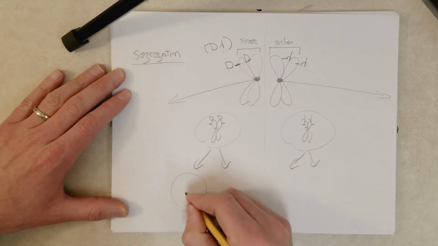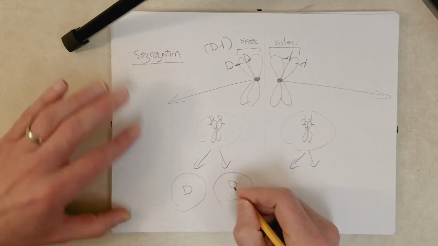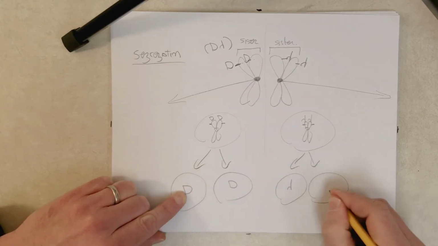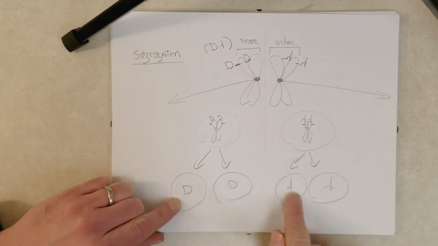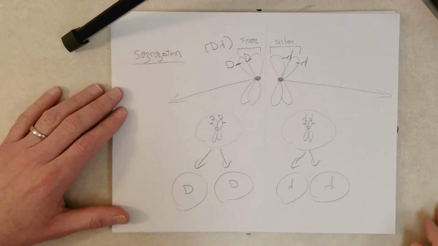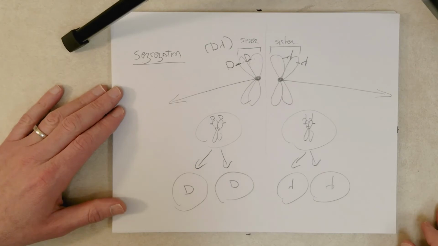So the gametes have only one D allele, big D allele, or one little d allele. And you can see these gametes are made in equal numbers. So that's segregation.